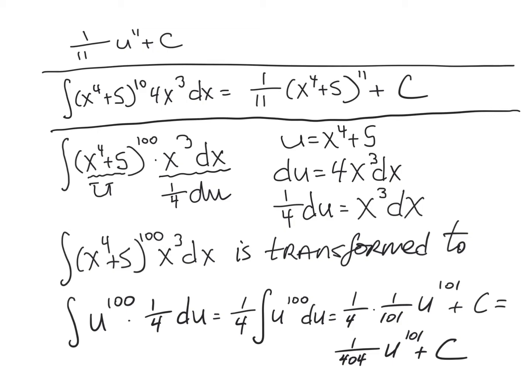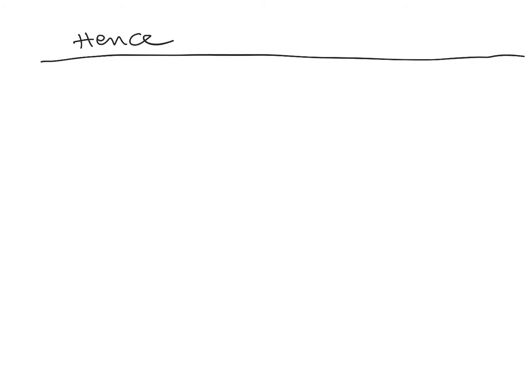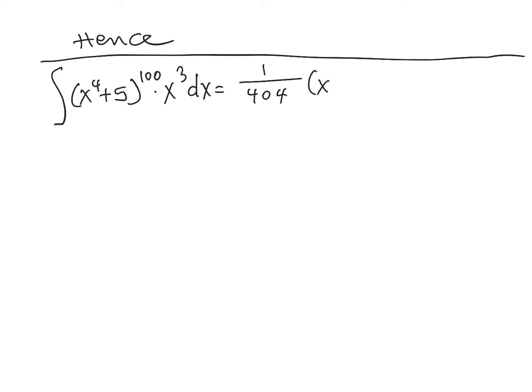And all we need to do is rewrite that answer in variable x to solve the problem. So the second example, the integral of x to the fourth plus 5 to the 100th power times x to the third dx, is now 1 over 404 times x to the fourth plus 5 raised to the 101st power plus c.